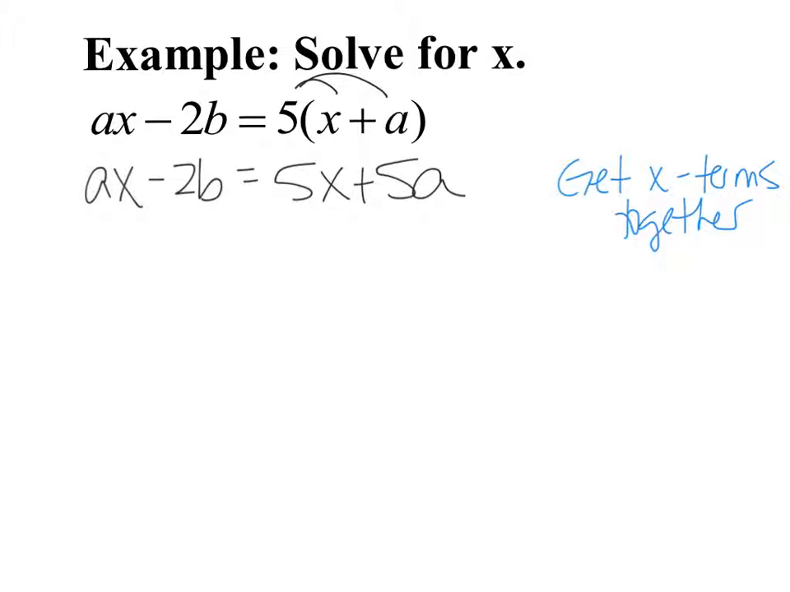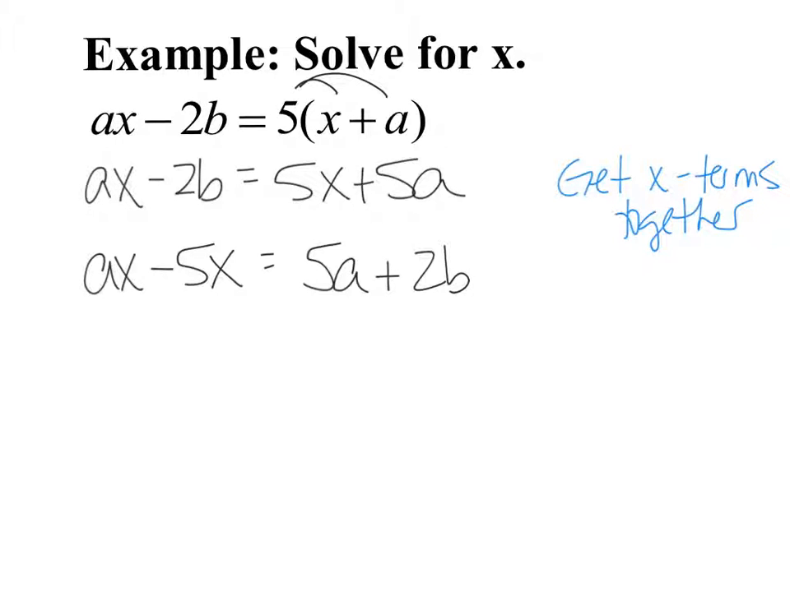So you could move this term over to this side, or you could move the 5x over to this side. So I'm going to keep my x terms on the left. It doesn't matter which way, you get the same answer. But I'm going to have my ax here, and I'm going to subtract the 5x. So what I did is I moved this 5x term over, which is why it became negative. And on the right-hand side, I still have the 5a, and then I need to move this 2b over to this side. So that becomes a plus 2b when you move it over.